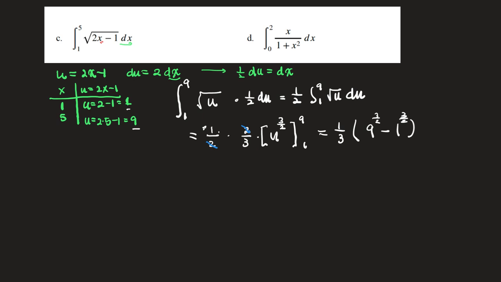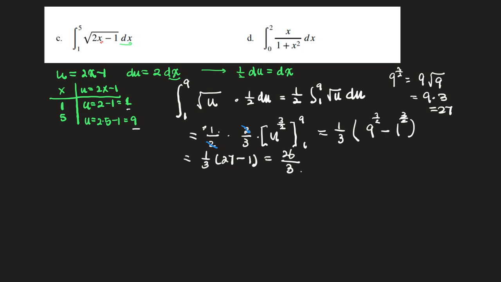So let's simplify this one. 9 to the 3 over 2 means 9 times the square root of 9, guys. So this one is 9 times 3, that's 27. So you have 1 over 3 times 27 minus 1. 27 minus 1 is 26, so 26 over 3. That's the first definite integral.